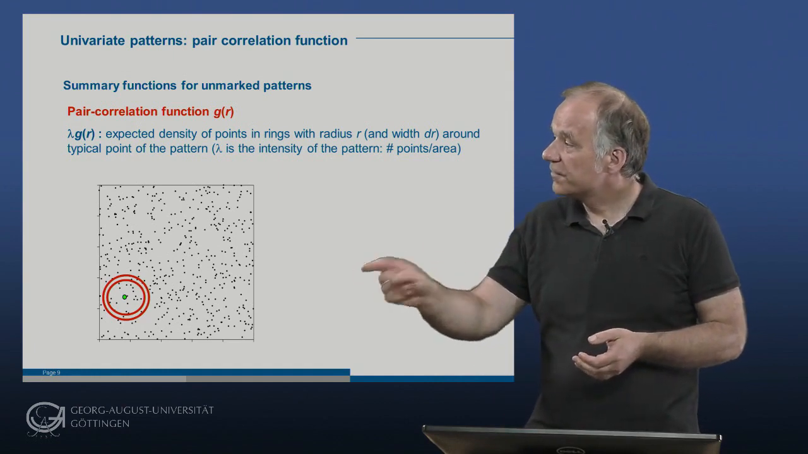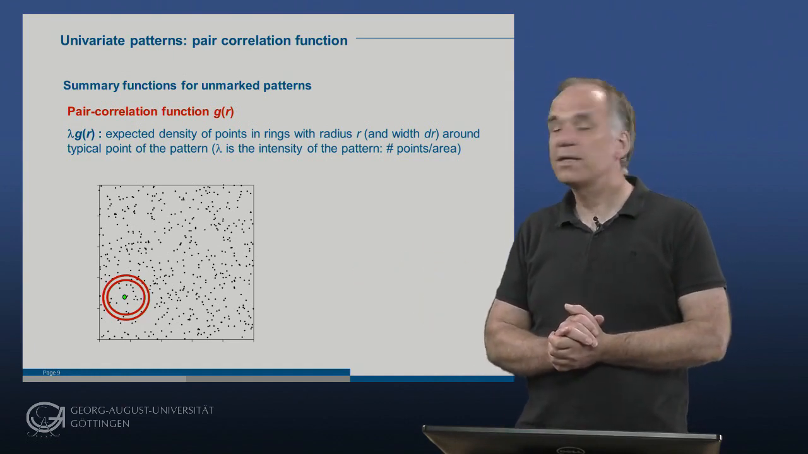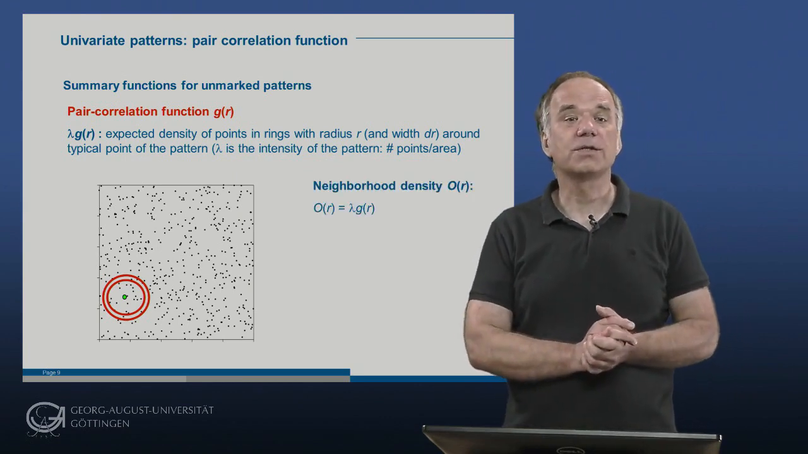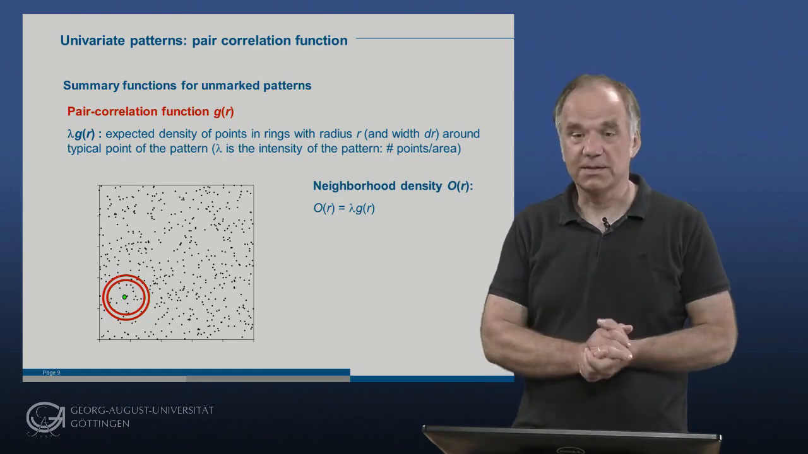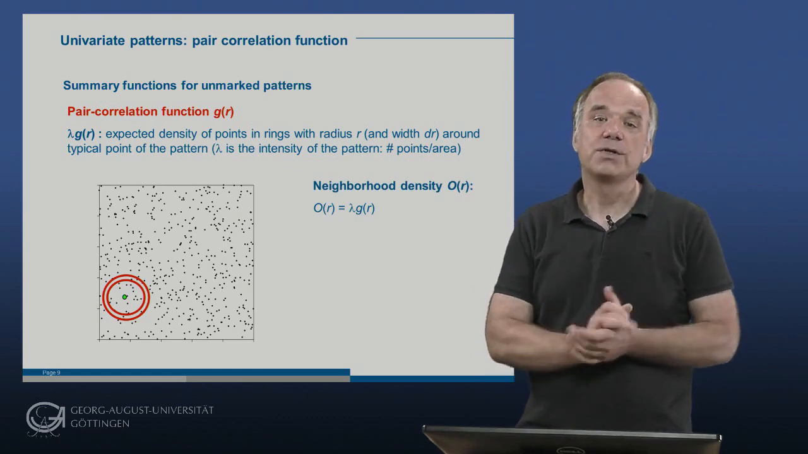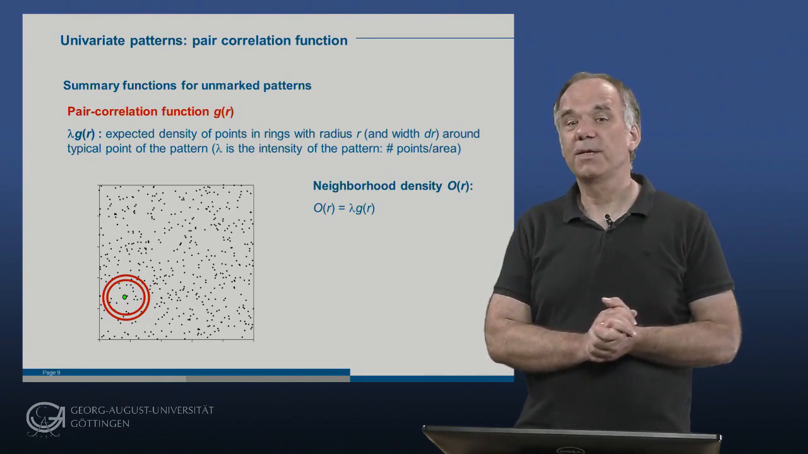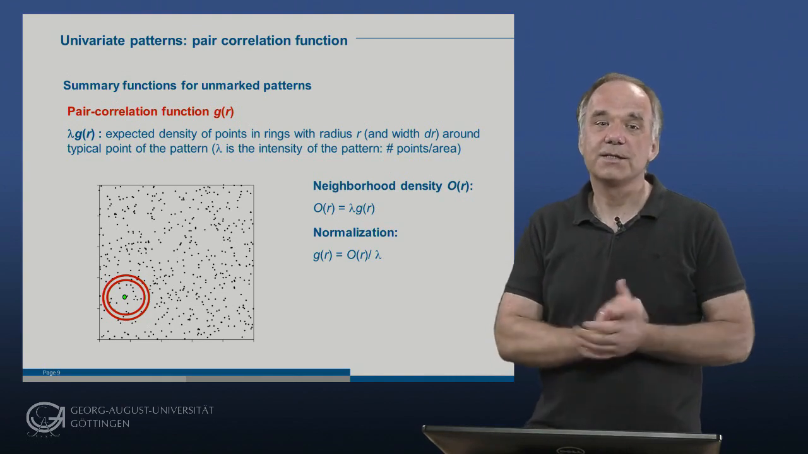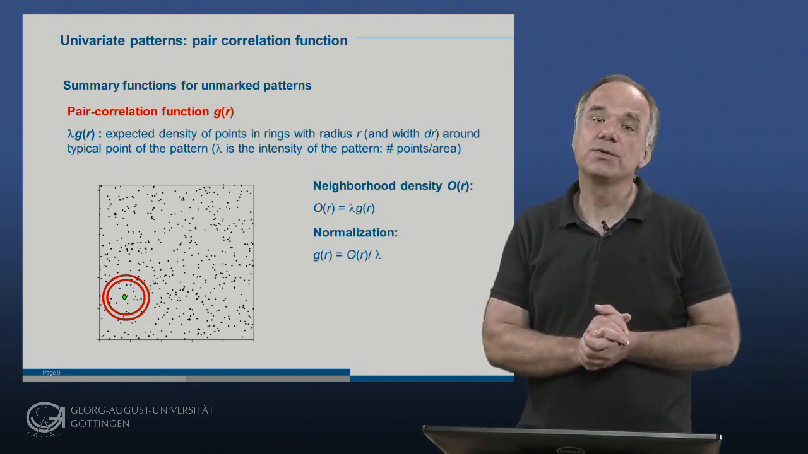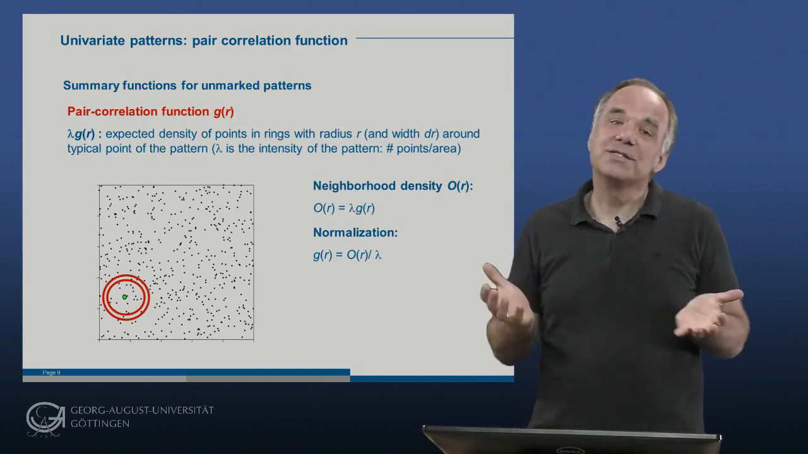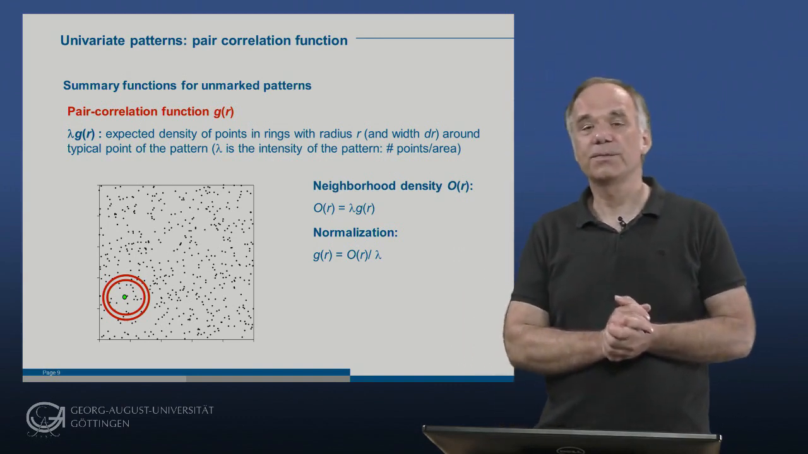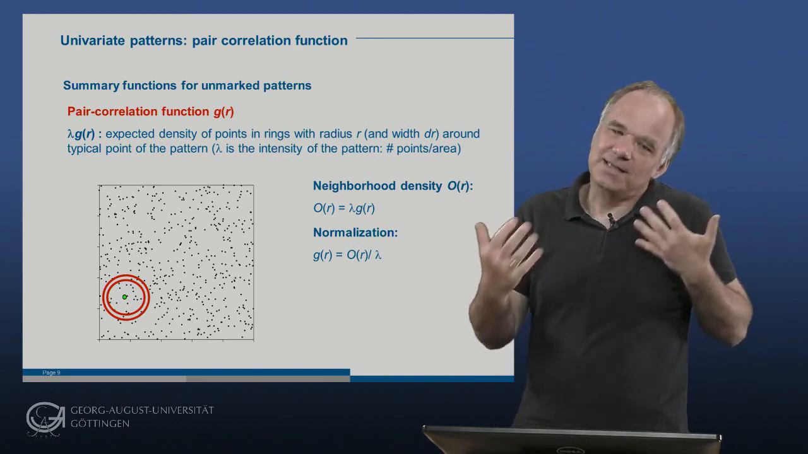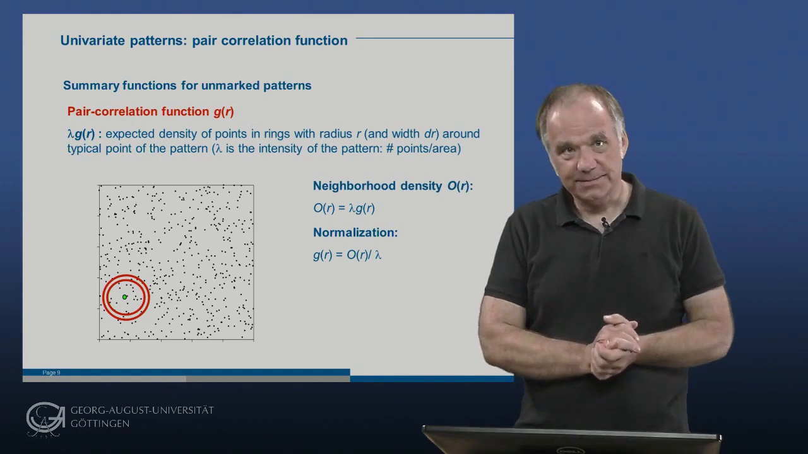This in the left corner is the typical point and its ring. And then we can define the so-called neighborhood density or O-ring statistic. This is the number of points in the ring around the typical point divided by its area. This O-ring statistic has a very nice interpretation of being a neighborhood density function, but it depends on the overall intensity of the points in the observation window, which we call lambda. So this is a somewhat not very nice property.